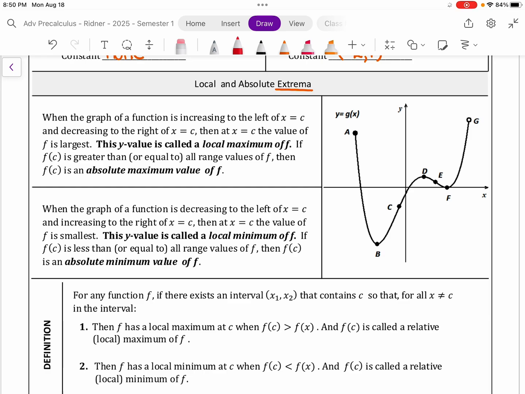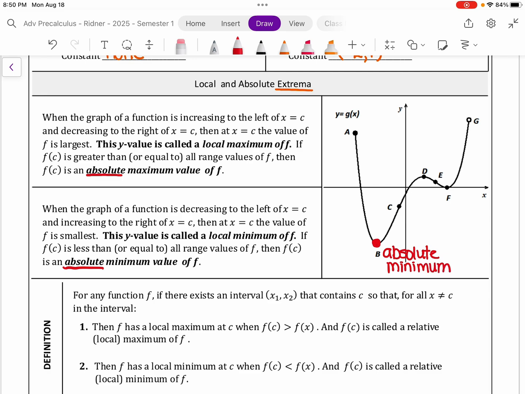And we're going to talk about the difference between local and absolute. So absolute, I think, makes the most sense. Absolute is just as tall as you can be, or as low as you can be. So in this graph, this is as low as it goes. So that is an absolute minimum.